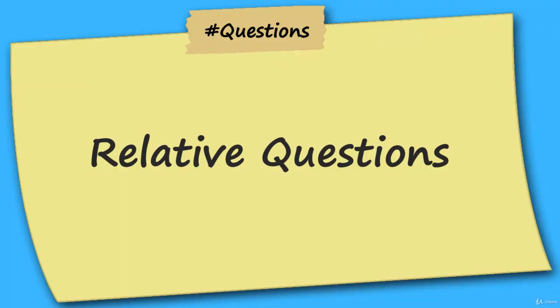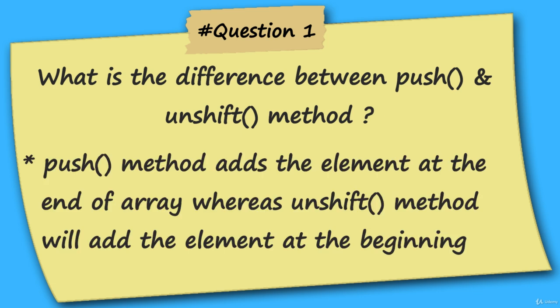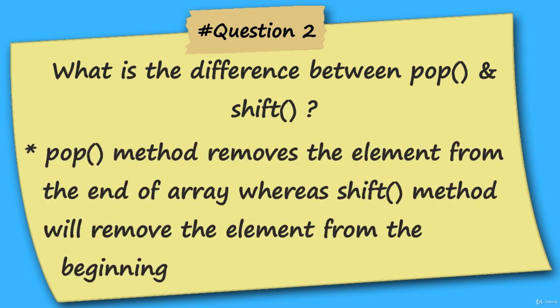Now let's discuss relative questions of this topic. The first question is, what is the difference between push and unshift method? We have already seen that push is acting on the last element, whereas unshift is the beginning of the array. So unshift adds element but at the beginning. The second question is, what is the difference between pop and shift? So same thing, that both the methods remove elements, but the thing is pop does it at the end, whereas shift works on the first element.